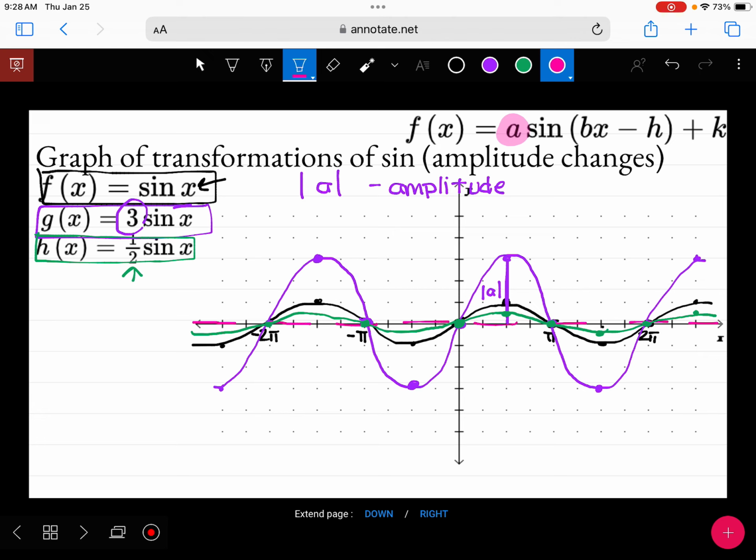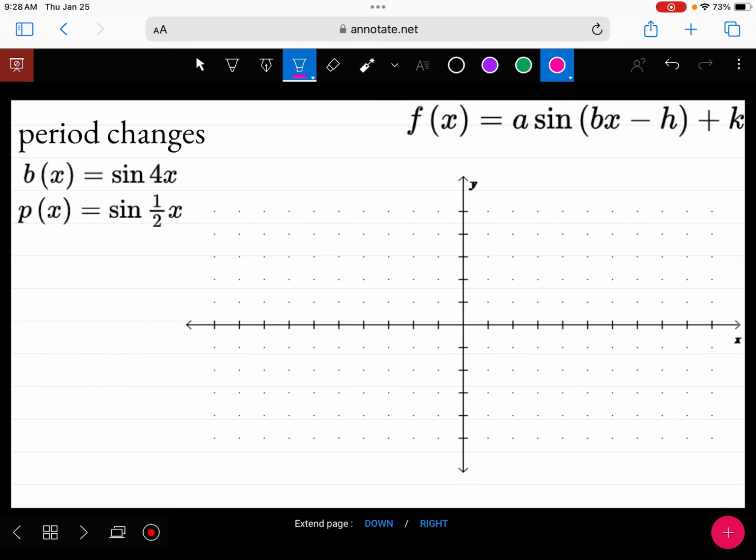Next, we're going to talk about something called a period change. It's going to change the length of our curve. And that's going to come from the B value. So our B value plays with the length of the period.